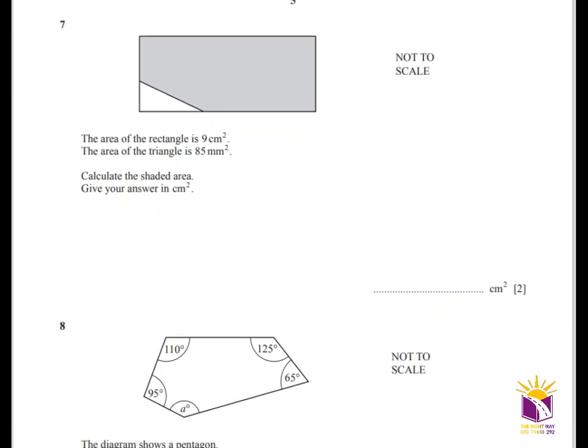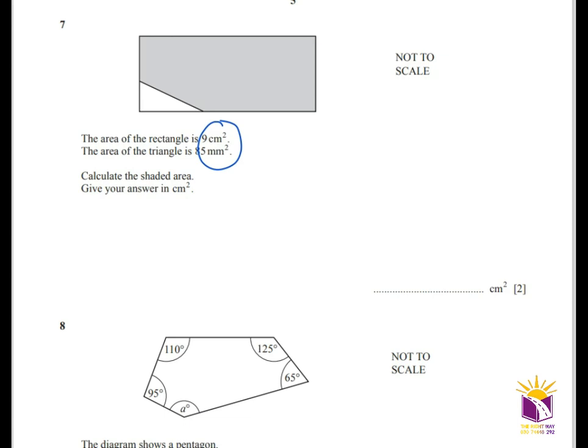Question number 7. The area of a rectangle is 9 centimeters square. The area of the triangle is 85 millimeters square. Calculate the shaded area. Very simple question. You are going to subtract the two values, 9 centimeters square and 85 millimeters square. But there is a difficulty or confusion, that you have centimeter square and millimeter square. These two values are not in the same unit.